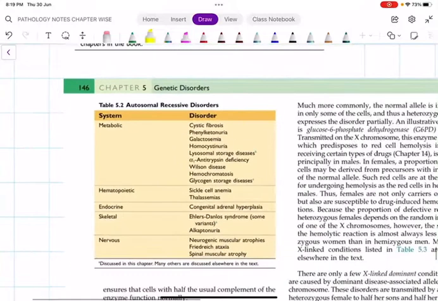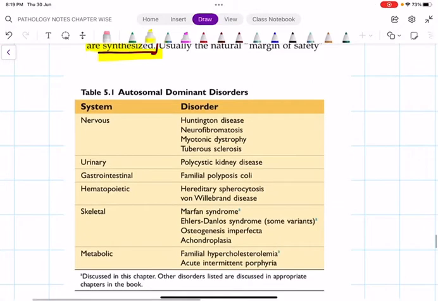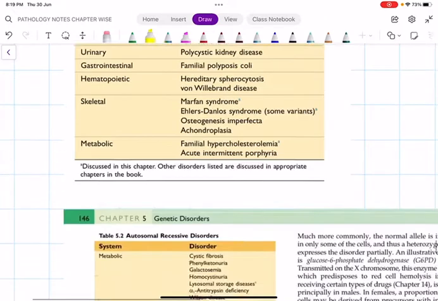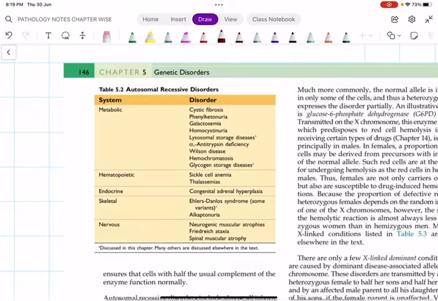Examples are very, very important. Please always study the examples system wise, like how I told you for autosomal dominant disorders: nervous system, urinary, GI, hematopoietic, skeletal and metabolic. Similarly, autosomal recessive, metabolic: almost all disorders, cystic fibrosis, phenylketonuria, galactosemia, homocystinuria, lysosomal storage diseases, alpha-1 antitrypsin deficiency, Wilson's disease, hemochromatosis, glycogen storage diseases. Hematopoietic: sickle cell anemia, thalassemia, congenital adrenal hyperplasia. This has been an MCQ question. Congenital adrenal hyperplasia is autosomal recessive, not dominant.